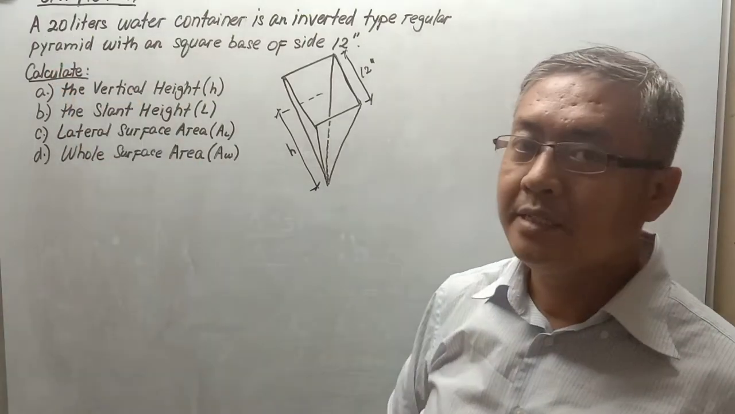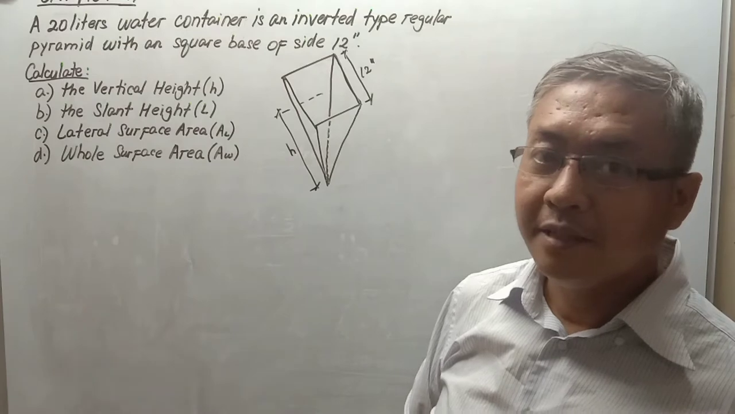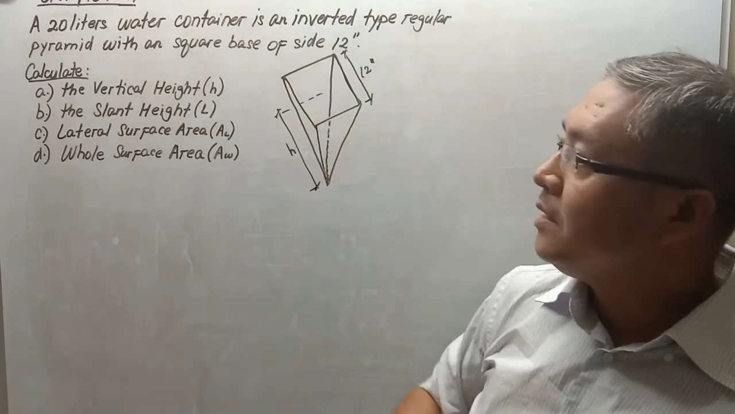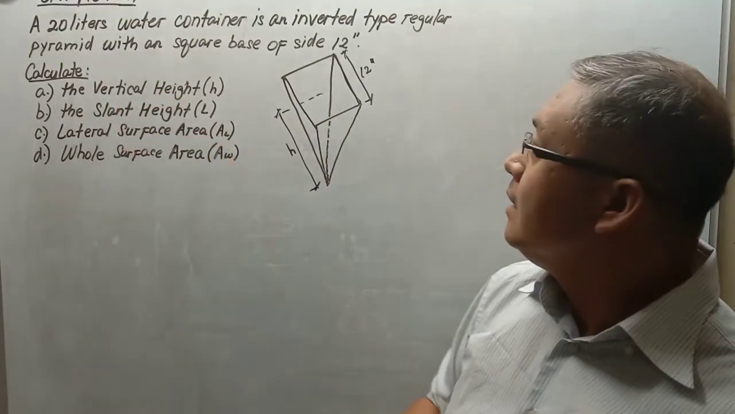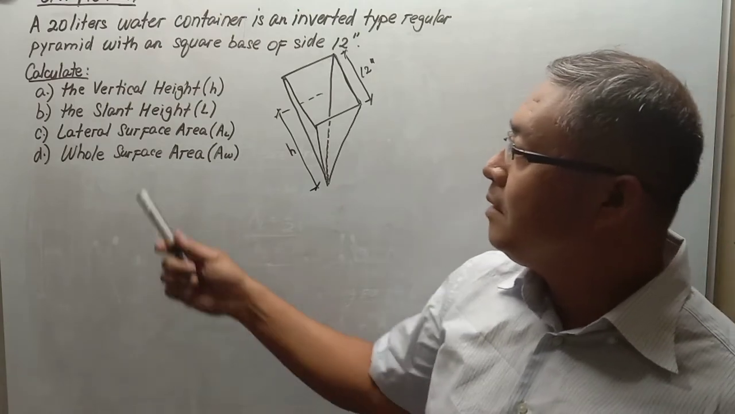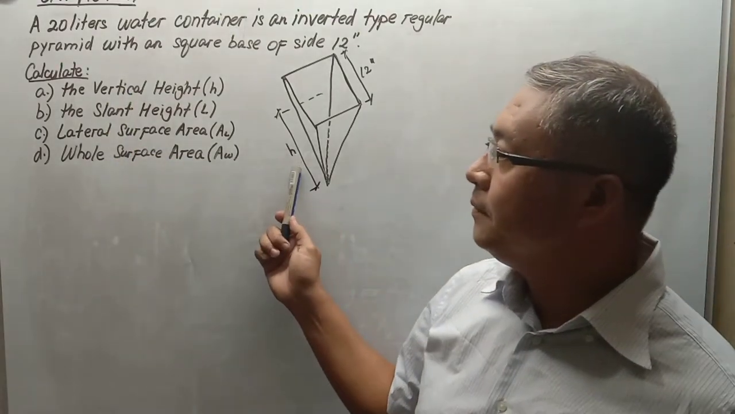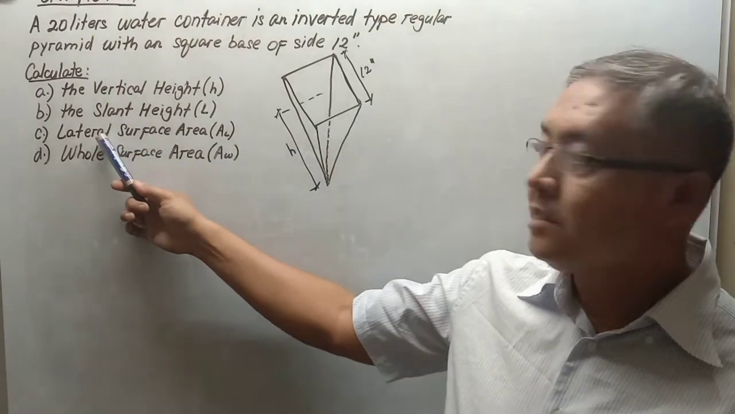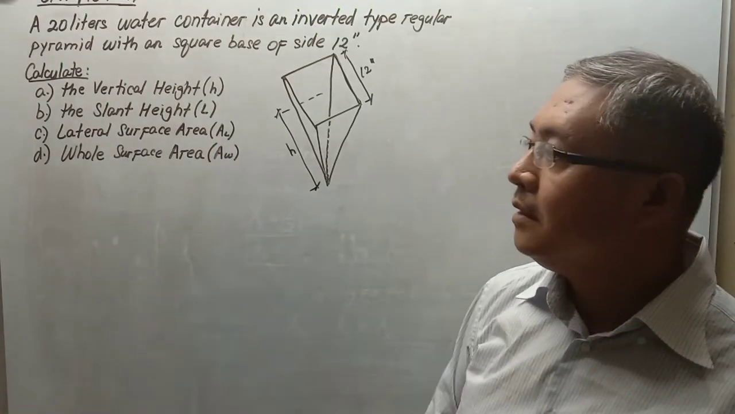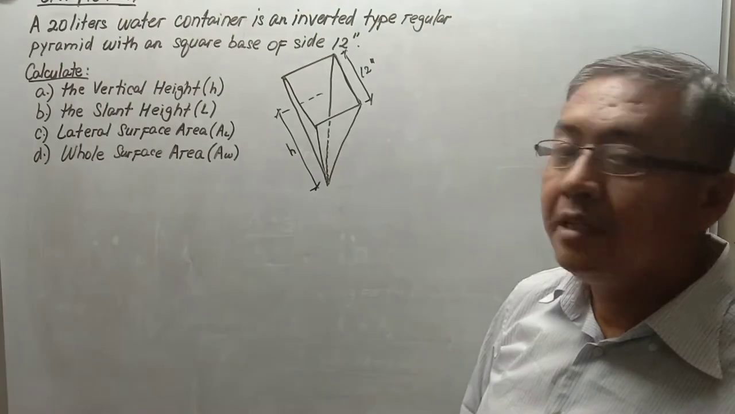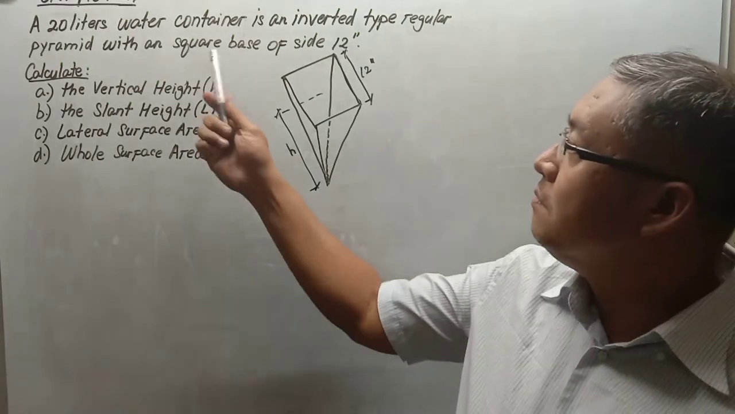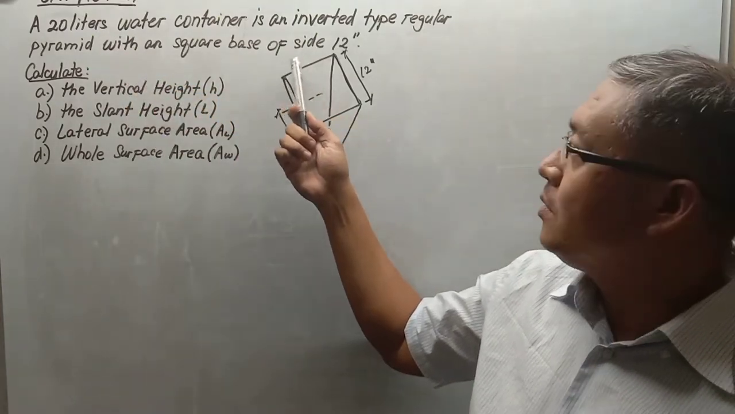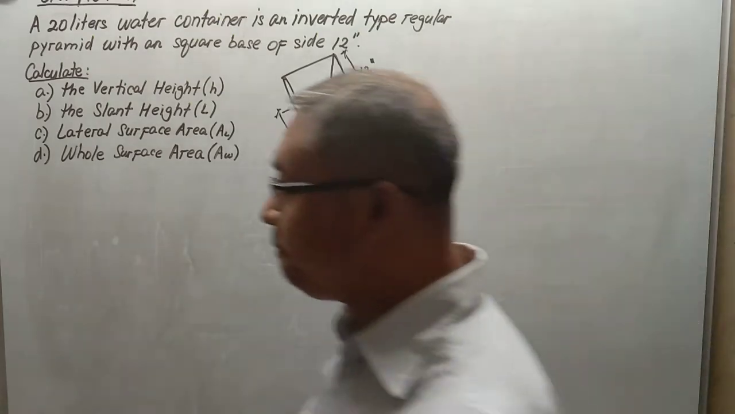What do you mean by 20 liters, guys? It's a volume. It represents the volume of water that can be accommodated inside the inverted pyramid in terms of liters. Okay. So the requirement for this particular problem is to calculate the vertical height. Second is to find the slant height, and then the lateral surface area, and the last one is to find the whole surface area of the inverted pyramid. Knowing the volume of the water, which is 20 liters, and the length of the side, which is 12 inches. Okay, guys, so solution.